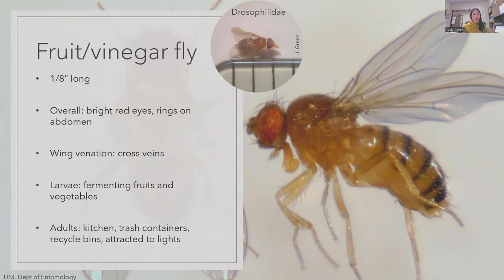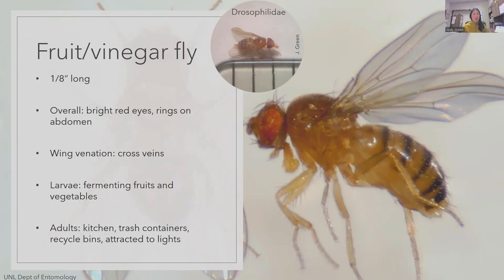They are normally recognized by their red eyes, but again, they may have a dark-eyed version. There are also many different species of fruit flies. If you look at their abdomens, they have these dark bands on their brown abdomens. And if you look at their wing venation, they do have cross veins. So they look kind of like a regular fly, but smaller. They're about 1/8 of an inch long.